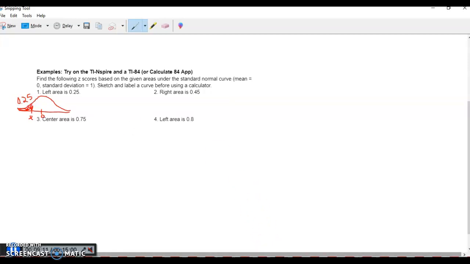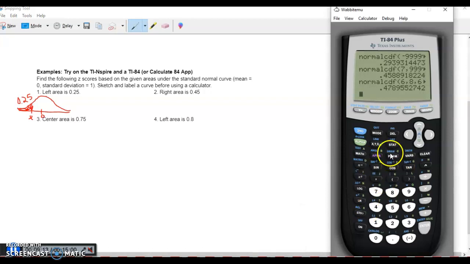So go to the calculator, similar process as we did before. I go to second VARS. This time we pick inverse normal. Now it asks for area first. Now listen, write it down, make a star. The calculator only understands left areas. So it only understands left shading. That's the bad thing about these calculators.